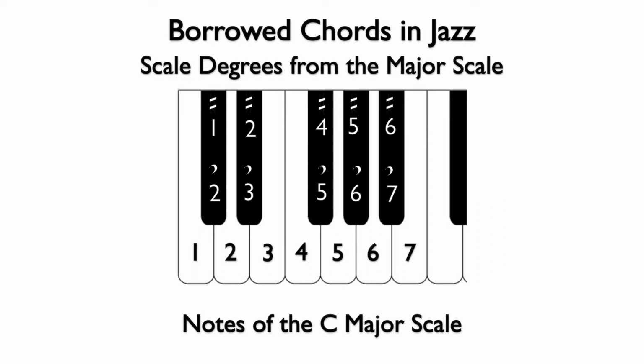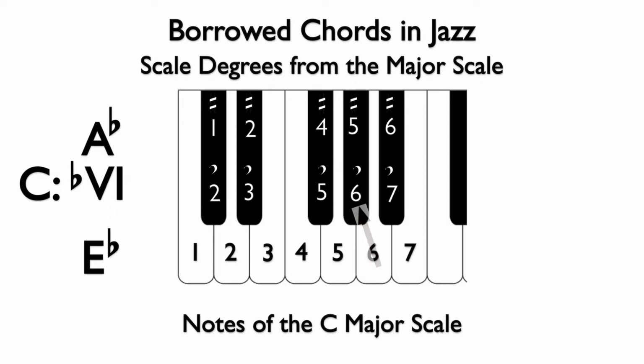This concept will apply to chords as well. For example, the A flat chord in C will be referred to as flat 6, since A natural, the sixth degree of the scale, is diatonic to major. We add a flat to lower it to A flat. The E flat chord will be referred to as flat 3.